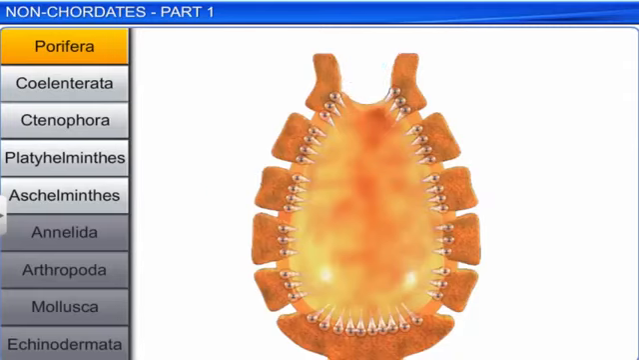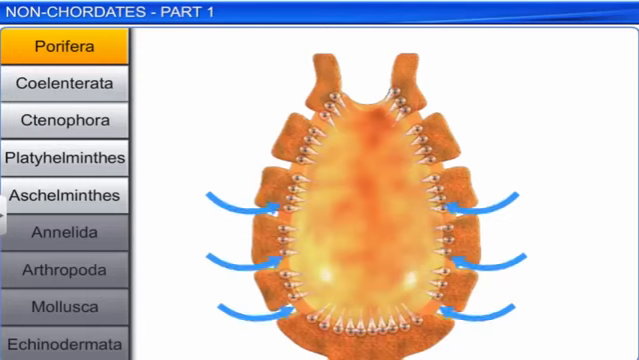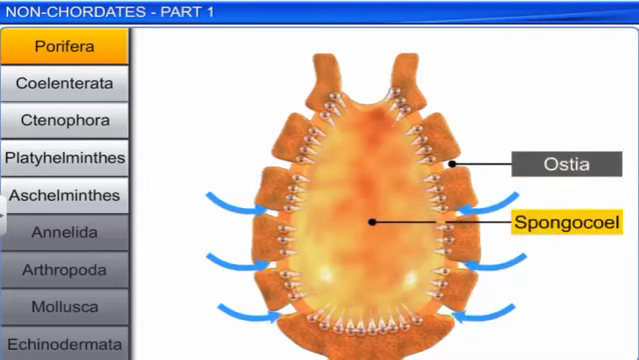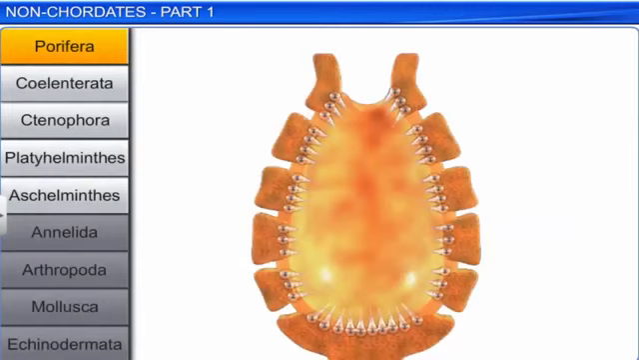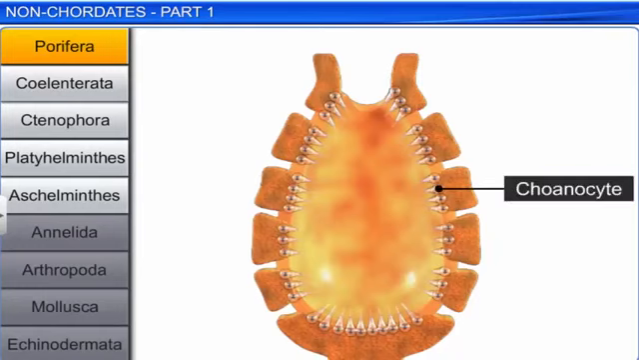In this system, water enters through minute pores called the ostia into a central cavity called the spongiocele and comes out through the osculum. The spongiocele and the canals are lined with special cells called choanocytes or collar cells that help in the ingestion of food particles followed by intracellular digestion.